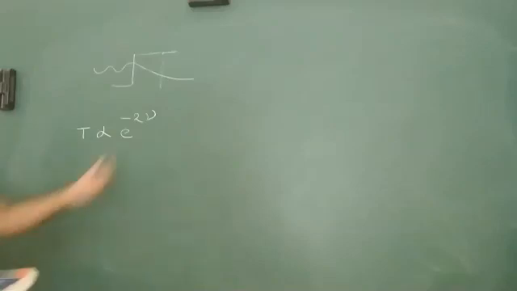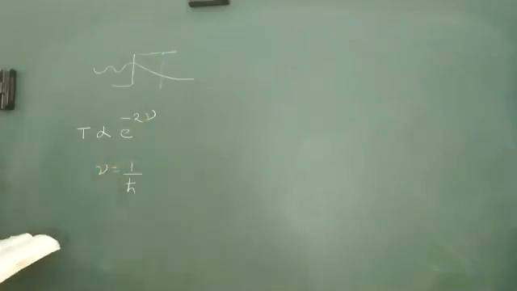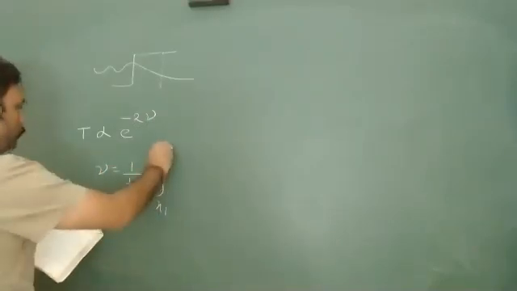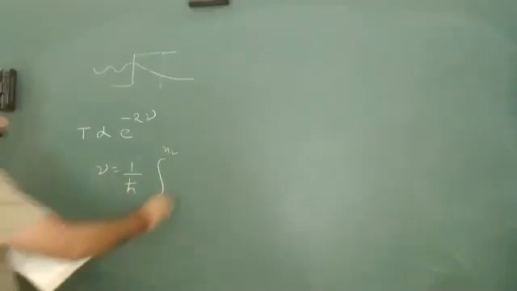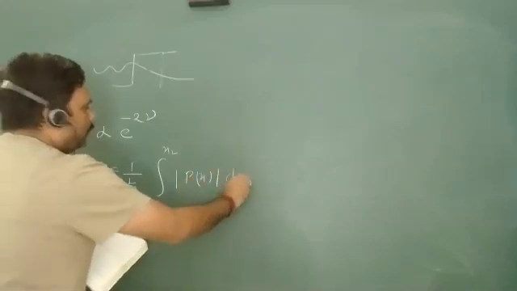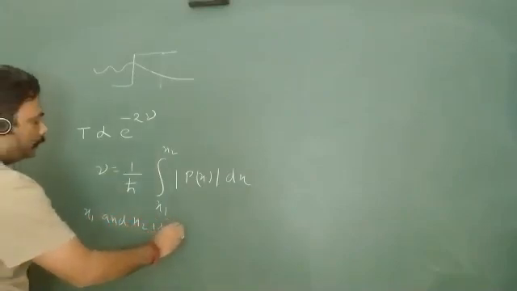And the actual thing is that we have to just calculate this value of gamma, and this value of gamma is nothing but 1 upon h cut, integral from x1 to x2 of mod p as a function of x dx. That's it. So we have to just again calculate one particular integration. And what are x1 and x2? These are nothing but turning points.